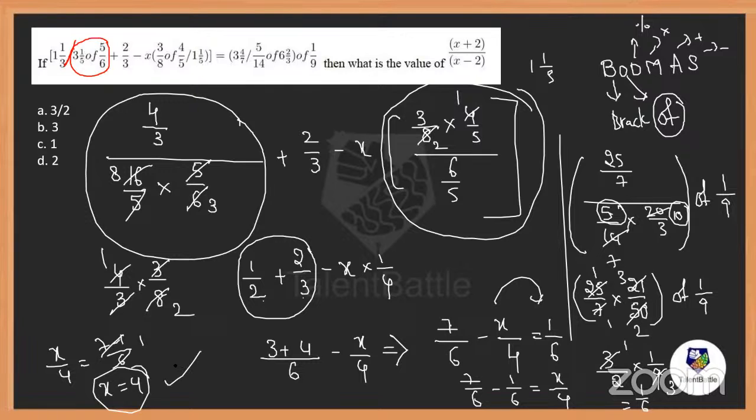If x is 4, what is the answer? You tell me how much will be the answer. The question is x plus 2 divided by x minus 2. So 4 plus 2 divided by 4 minus 2. So it is 6 divided by 2, which is 3. So what is the answer? Option B, 3.